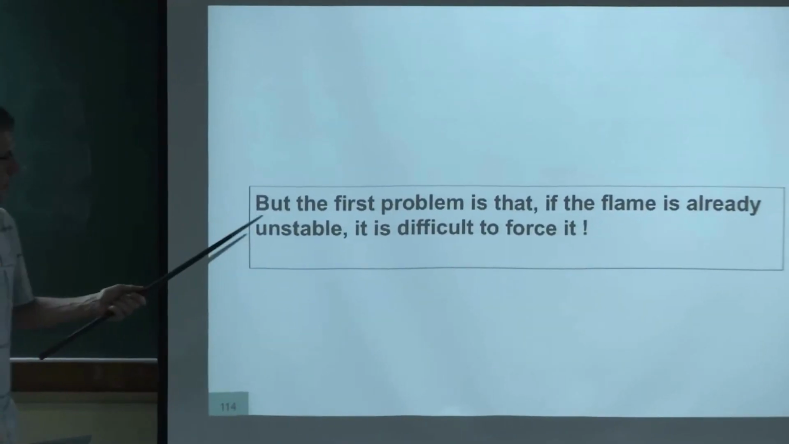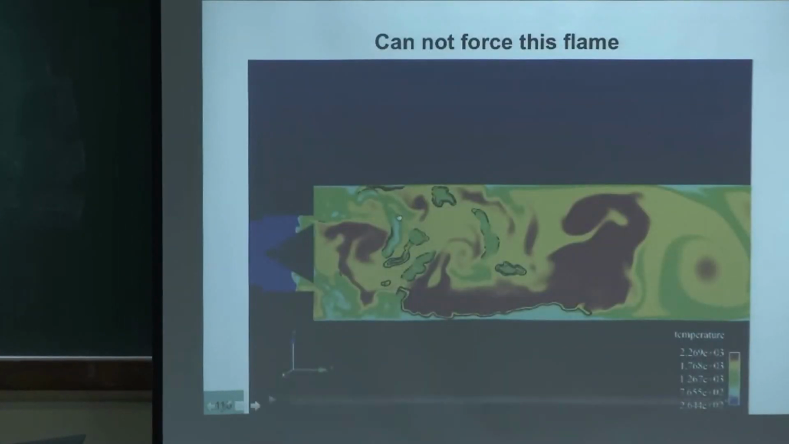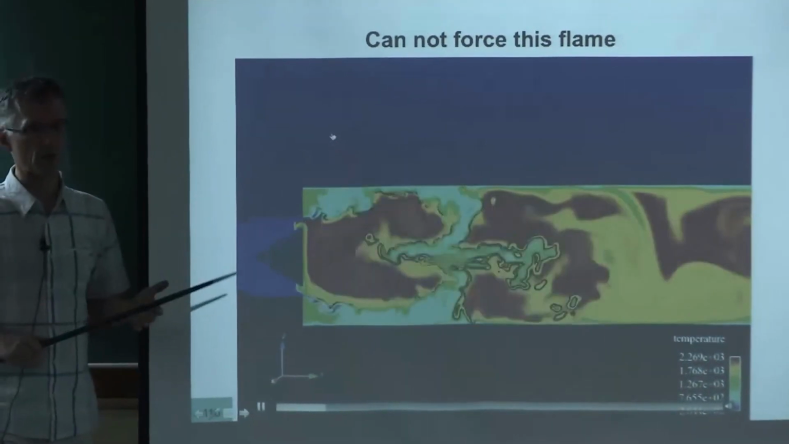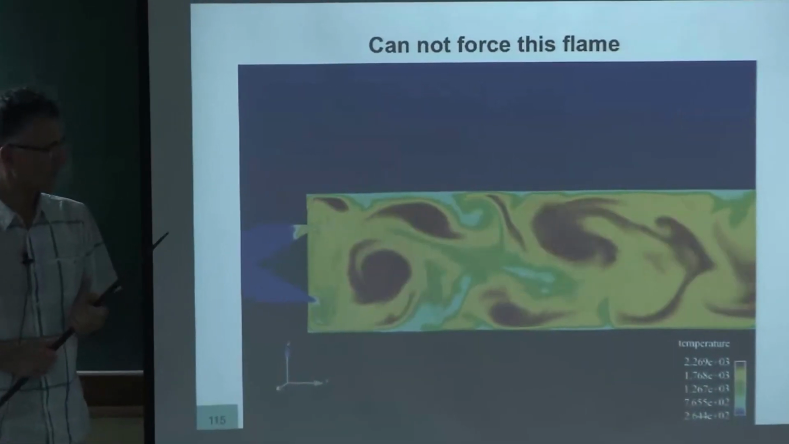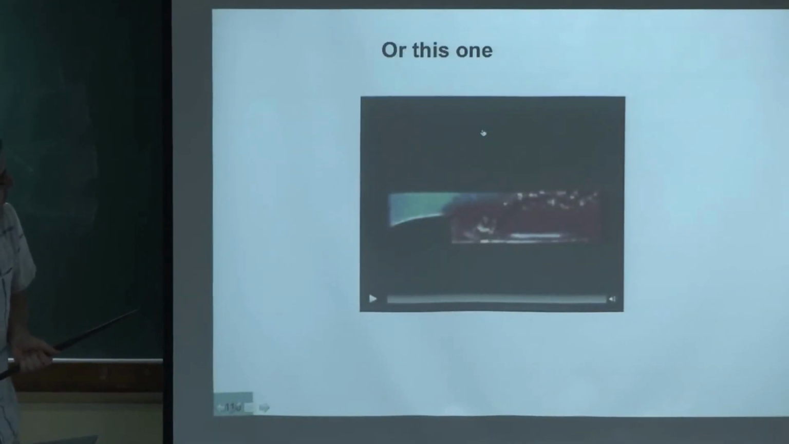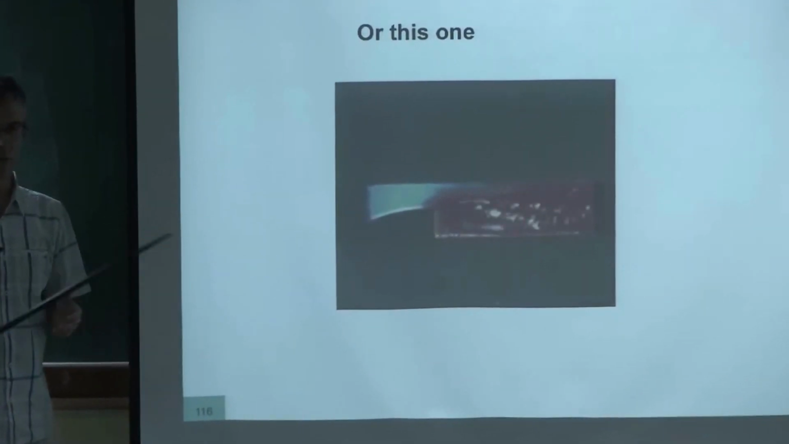So there's another problem also, which is that you can force only a flame which is stable. This flame, for example, is already unstable, so you're not going to add a forcing on something which is already unstable. It's going to be a mess. So it's the same thing for this flame you have seen before. If this flame is already oscillating, you cannot add an oscillation on that. It will be too complicated.